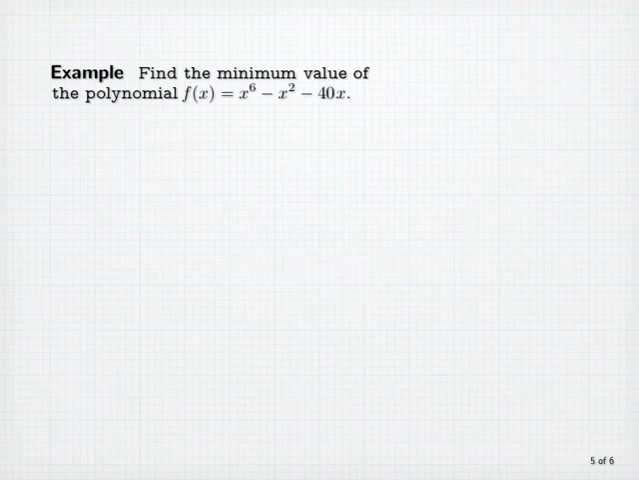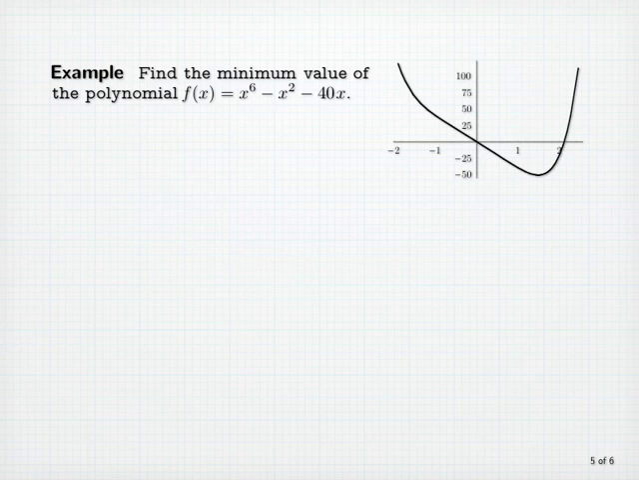One more example. Find the minimum value of the polynomial f of x equals x to the 6th minus x squared minus 40x. Here's the graph of the function. Notice we're looking for a minimum that occurs at a critical number that's in the vicinity of 1.5. That critical number will be a root of the first derivative, which is 6x to the 5th minus 2x minus 40, which after factoring out a 2 becomes 2 times 3x to the 5th minus x minus 20.